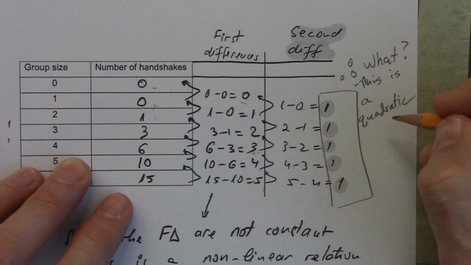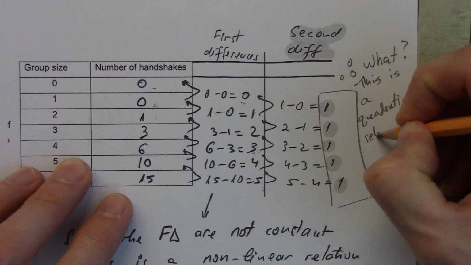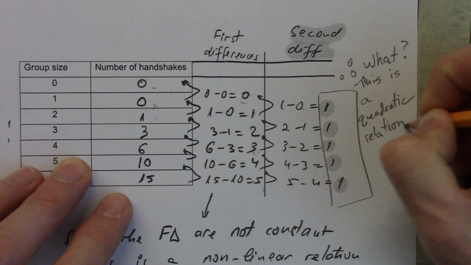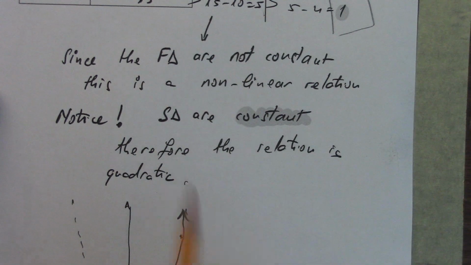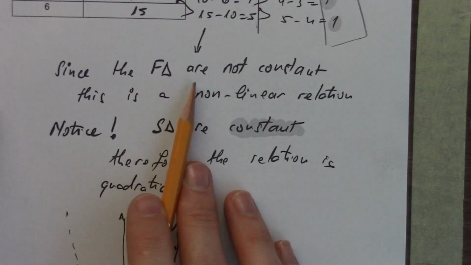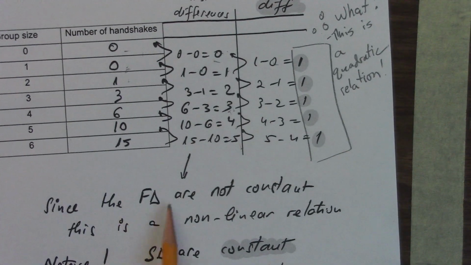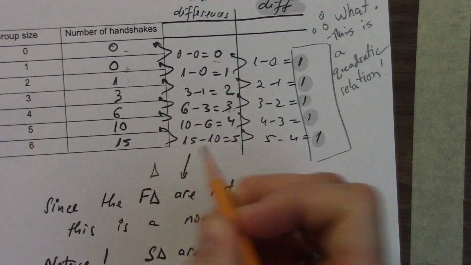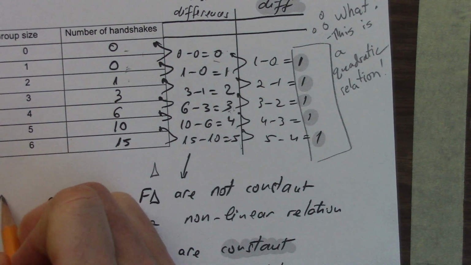Anyone know what the last word I'm going to write is? Yes. Very good. Relation. Is that what you're going to say, Japhet? Very good. Quadratic relation. Perfect. Okay. Since the first differences, that's what this is. Triangle also means differences. Another cool little symbol for you.